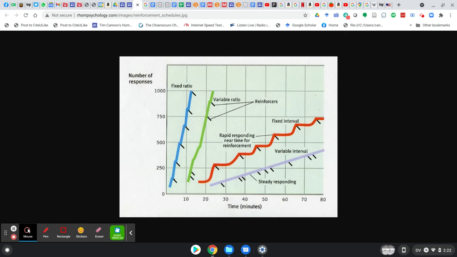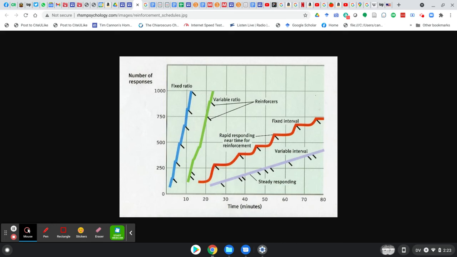This is not brilliant, but it's not awful. Notice the slopes. The steeper the slopes, the harder the animal is working. Why does capitalism love ratio schedules? Because your workers work really, really hard. 16 tons, and what do you get? Another day older and deeper in debt.